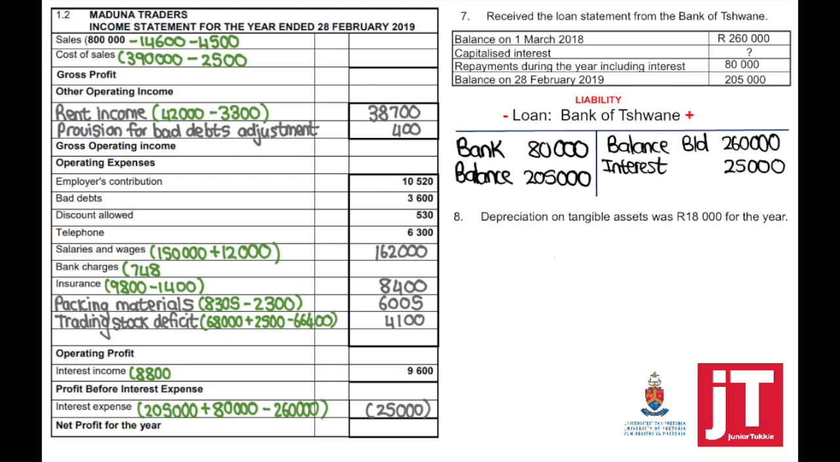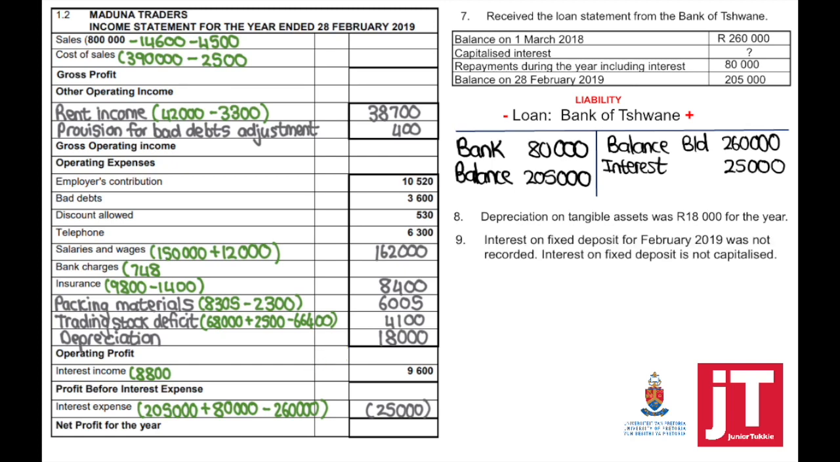Adjustment number 8, depreciation on tangible assets was 18,000 for the year. Easy mark to get. You should know it forms part of your operating expenses, 18,000. Then we've got interest on fixed deposit for February 2019 was not recorded. Interest on fixed deposit is not capitalized. It means that it's not added to the fixed deposit.